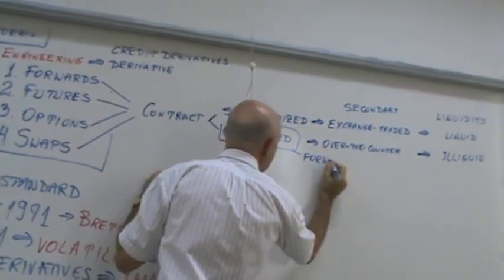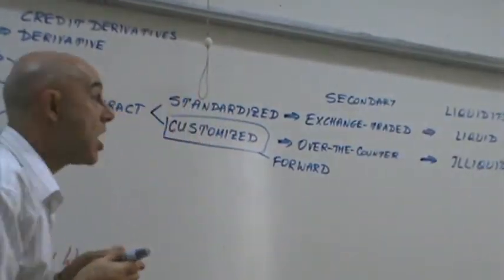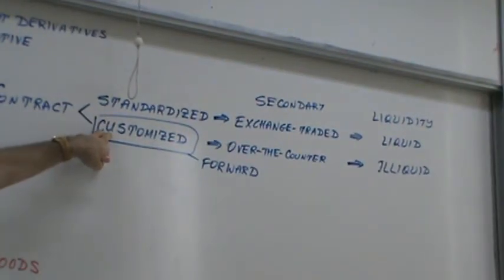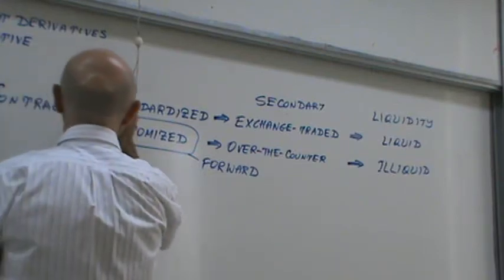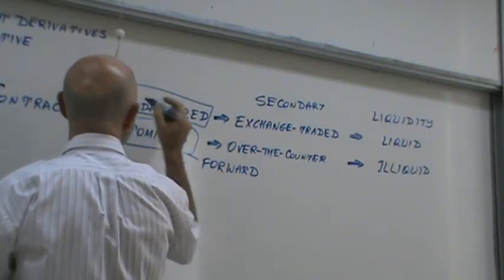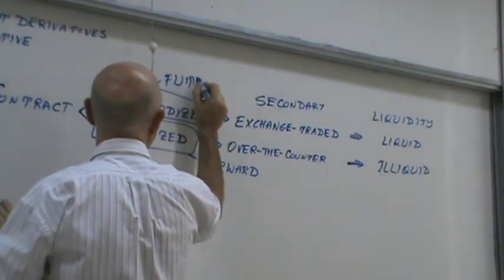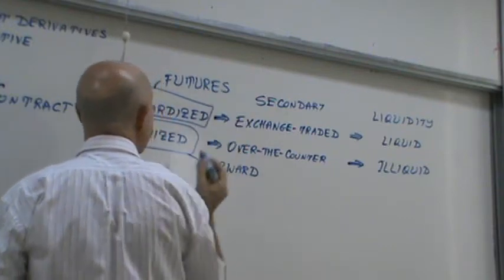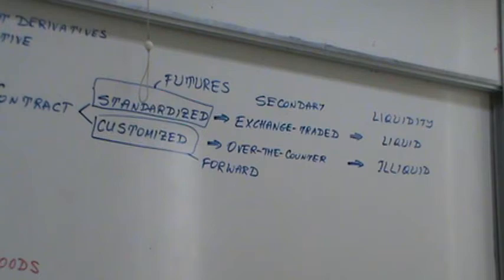Forward contracts are highly customized. The standardized version of a forward is called a futures. So, a forward is highly customized. It trades over the counter. It barely trades. It's issued by a financial institution. It is highly illiquid. Very difficult to trade. Very difficult to get out.